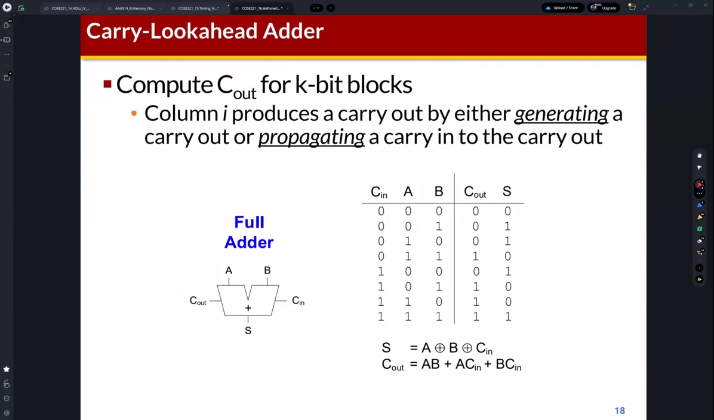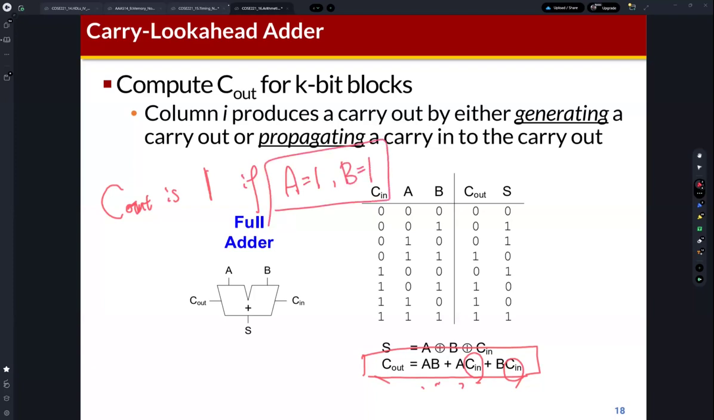Okay, let's start from this carry full adder, and let's see how the carry is generated. You can find that C out is AB plus A C in, plus B C in. In this Boolean equation, we can observe that C out is 1 if A equals 1 and B equals 1. So what does that mean? Regardless of C in, this C out is generated by only input signals like A and B, right?